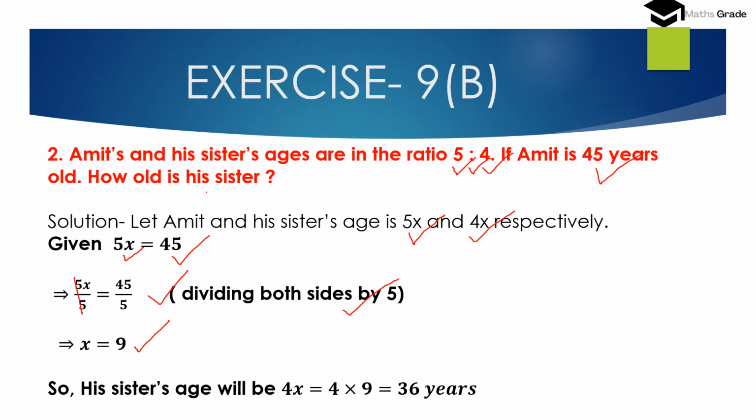Here the value of x is 9 years. So how old is his sister? We have to find Amit's sister's age. Here Amit's sister's age is 4x, so her age will be 4x, that is x is 9 years, then 4x is 4 multiplied with 9 years, that is 36 years. So Amit's sister's age will be 36 years.